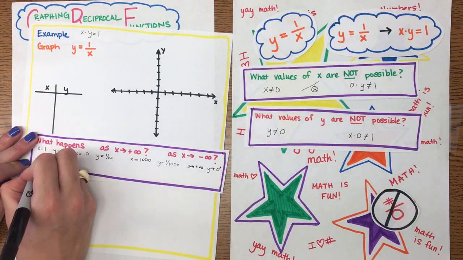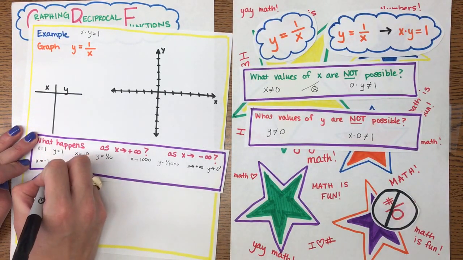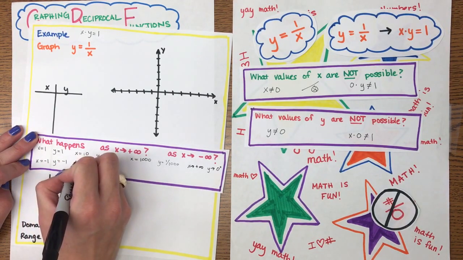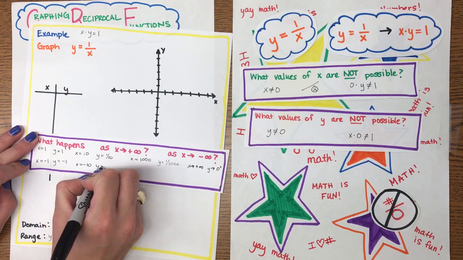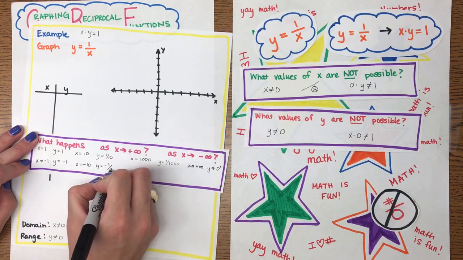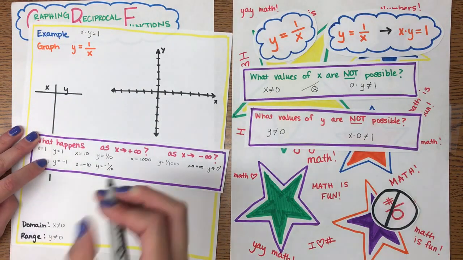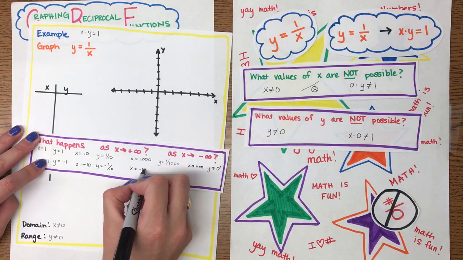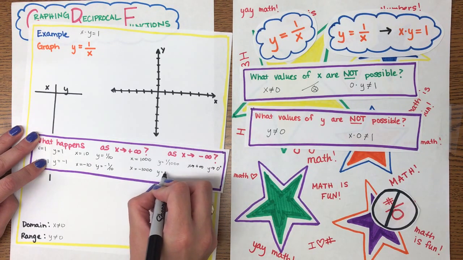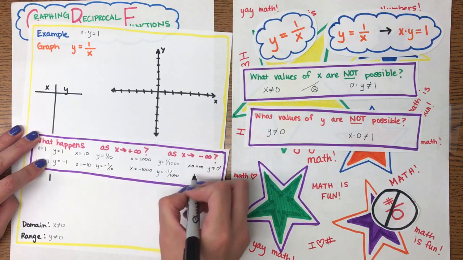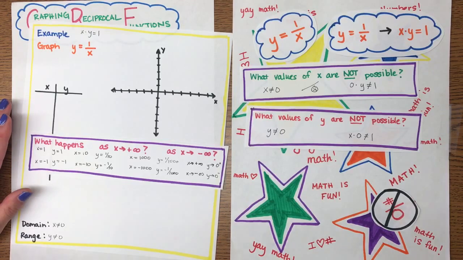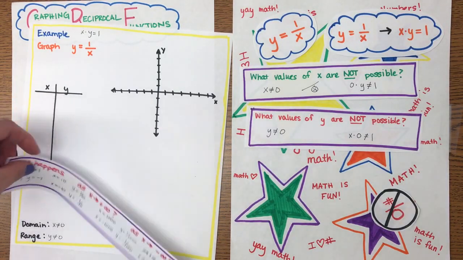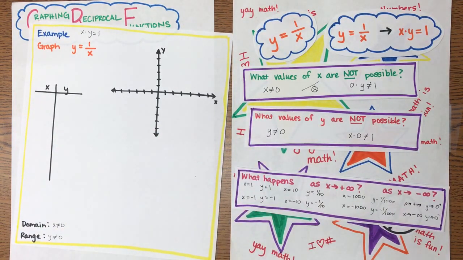And if I look at negative values, so x is equal to -1, y is equal to -1. 1 over -1 is -1. If x is equal to -10, y is equal to -1 over 10. If I plug in -10, I get a negative number. x is equal to -1,000, y is equal to -1 over 1,000. So as x approaches negative infinity, y still approaches 0, but it approaches 0 and is a little bit negative. We're going to keep that in mind in our graph.